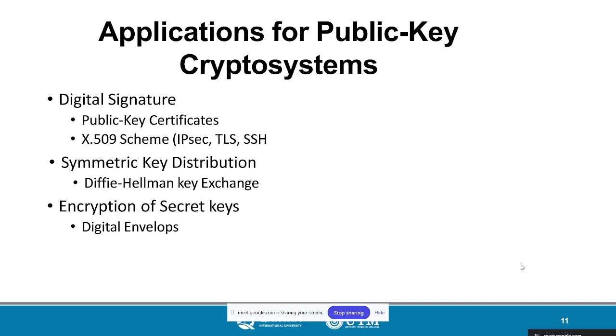Now, for the digital signature, what do I mean by this? Public key certificates, or IPsec, TLS, or SSH. They would use this public key crypto system as their own application. Now, the symmetric key distribution would be Diffie-Hellman exchange. Now, encryption of secret keys would be digital envelopes. We will talk about what is the digital envelope, what is the Diffie-Hellman key exchange, and public key certificate also.